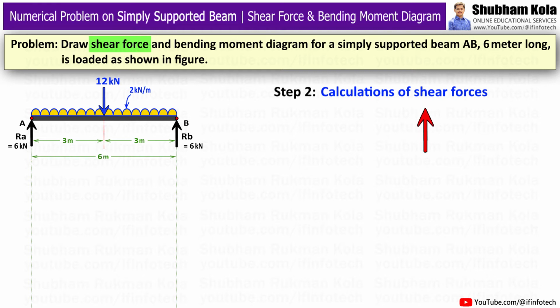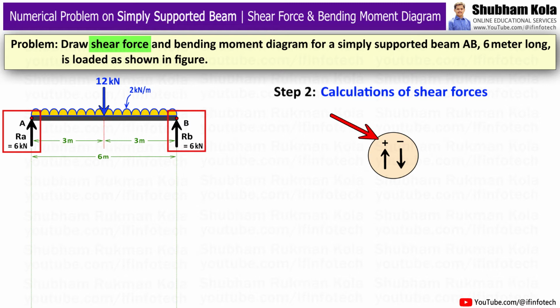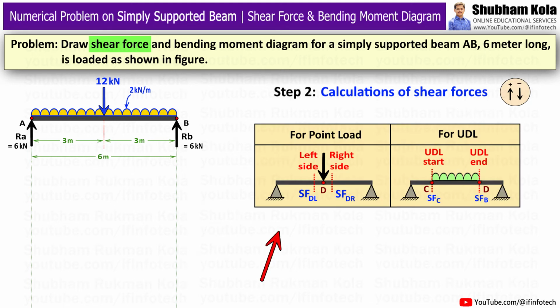And for shear force calculations, our sign convention is upward forces are considered as positive and downward forces are considered as negative. And here you should note that while calculating the shear force at a particular point load, you can calculate shear force values for the left side and right side of that particular point load.